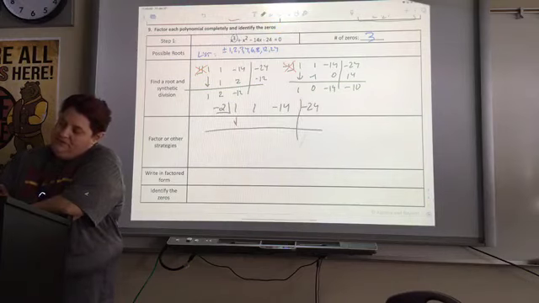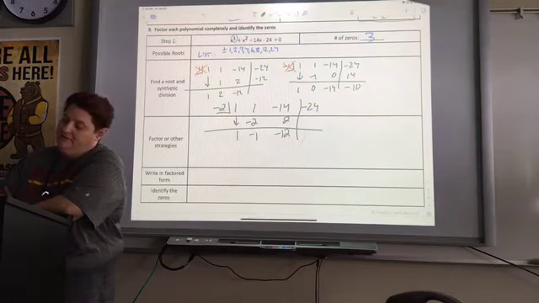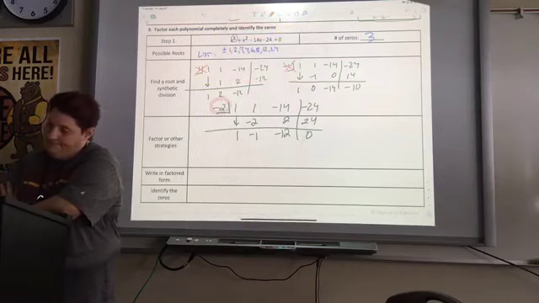Okay, this works. 1 times -2 is -2, that's -1. -1 times -2 is +2, that's -12. -12 times -2 is 24, that's 0. So I have a solution. So my first solution is this. Okay?